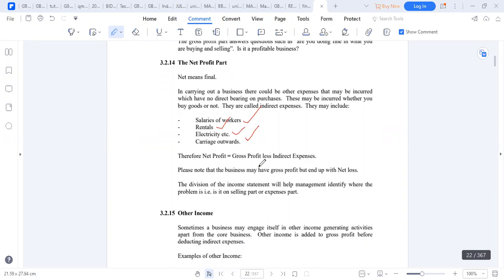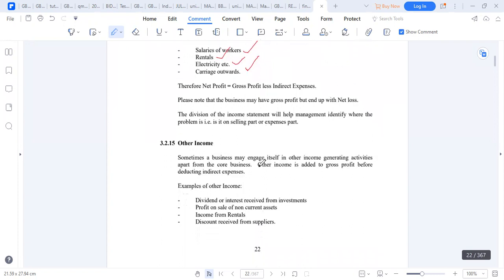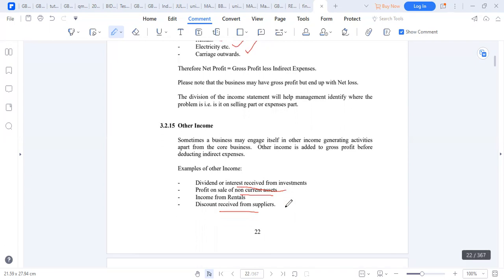All right. So we also have other income that a business may engage itself in. For instance, a business may have income from rentals if it's owning premises. It may also have a profit made from a sale of a fixed asset. That one you add to the gross profit. It may also have other income received from a discount received from suppliers. You add it to the gross profit, or the dividend received from other investments. Those ones are addable to our gross profit.